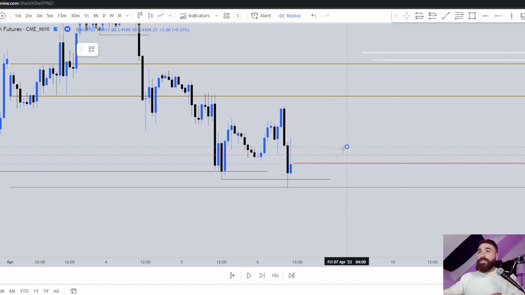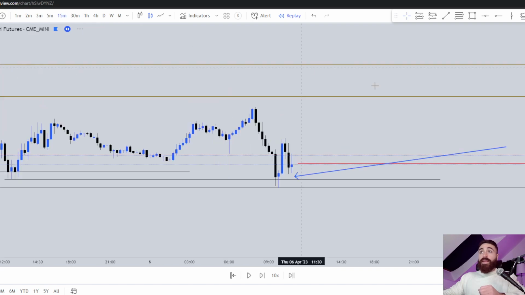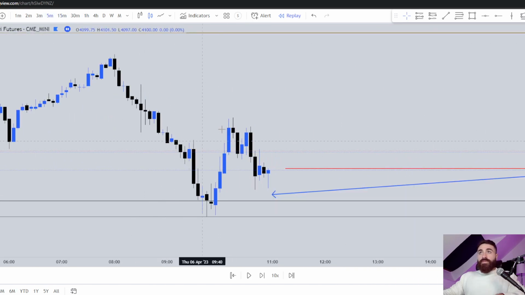In this case, this is like a turtle soup in ICT's terms, where it went below this swing low and took liquidity. Now we're going to go to our lower time frame and see if the price is going to break any structure and give us any signs that it's going to go higher. Now this is the 15 minute time frame. I'm going to go lower. This is the 5 minutes. This gave me more visual so I can explain it better.